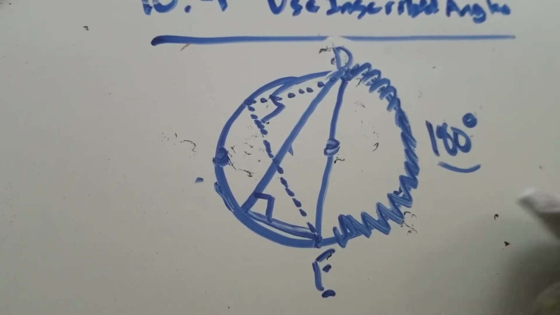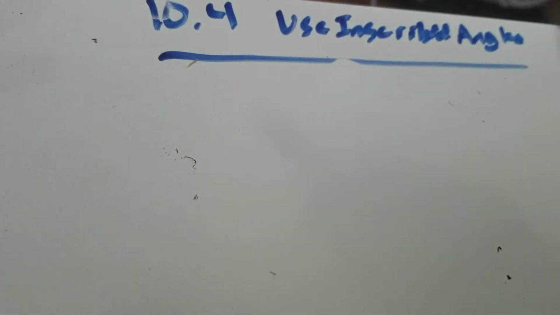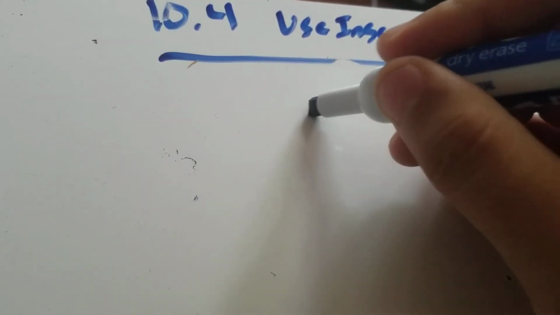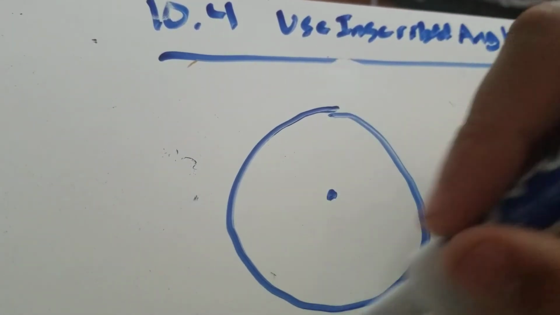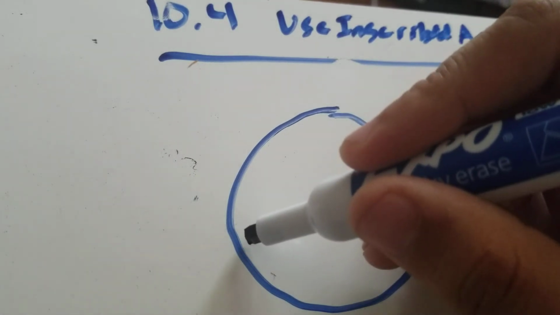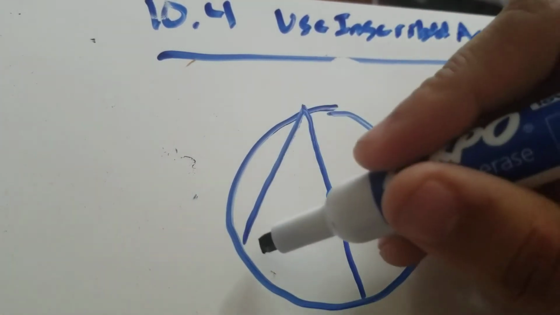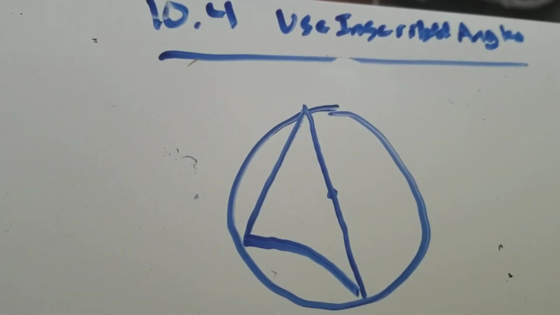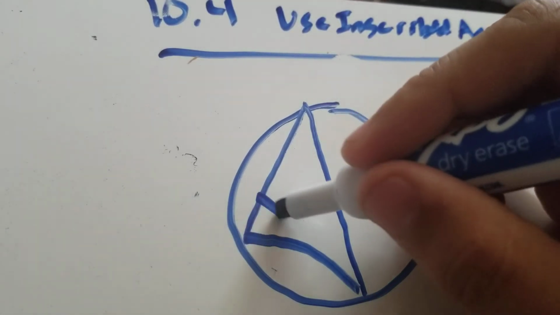Let's go to the next thing, which is dealing with polygons, so actual shapes inside the circle. So with that rule that we understand, there's a couple of things we could tell. First off, if we have, let's say, a triangle inside the circle, and we know it's a right triangle.